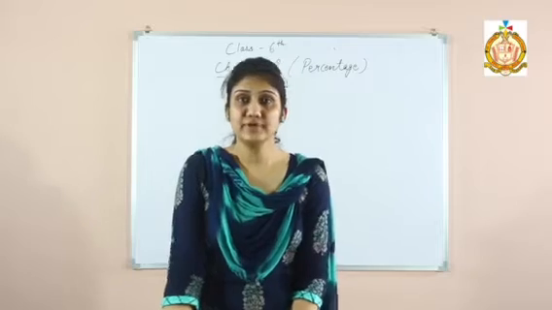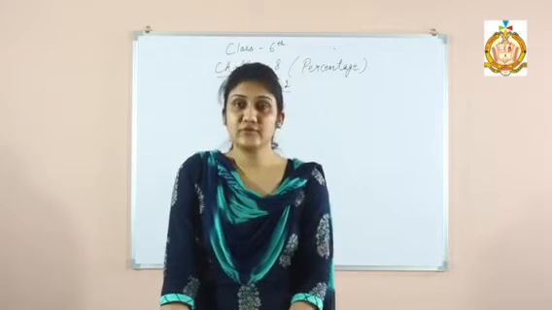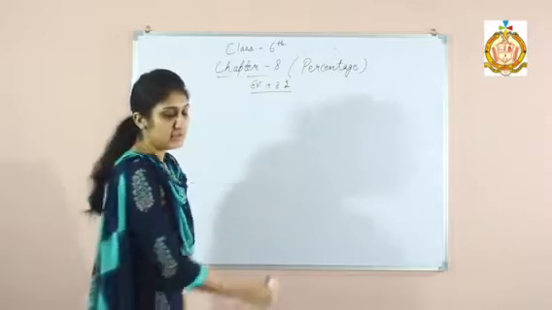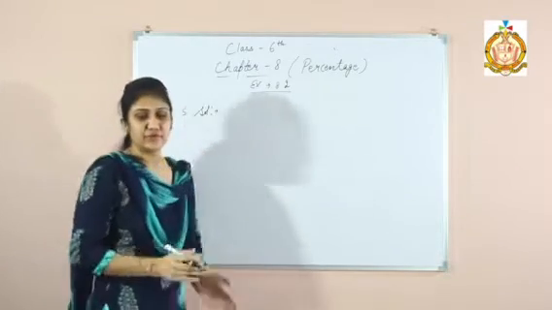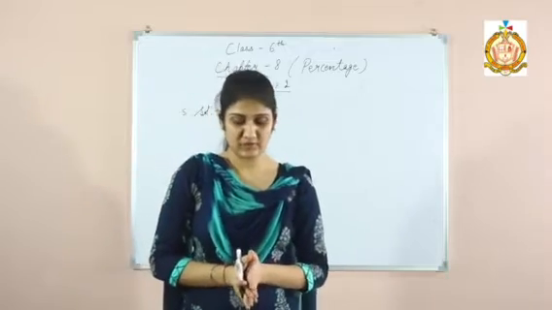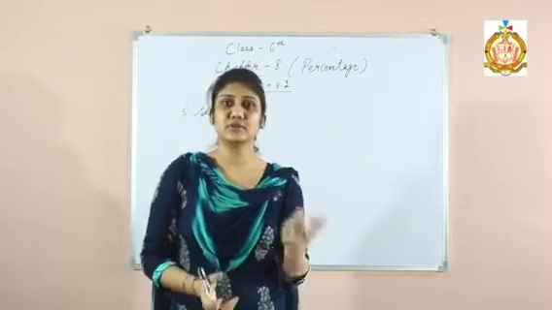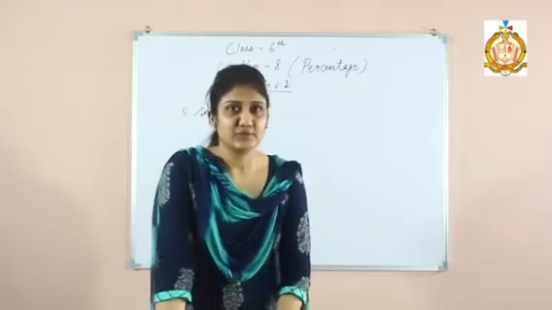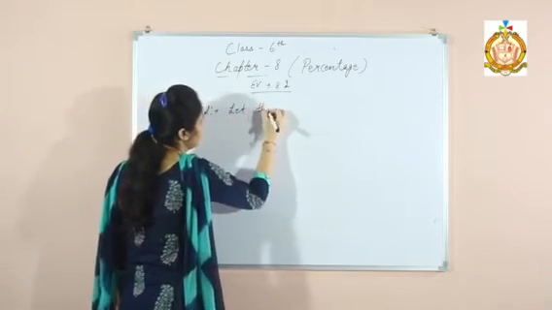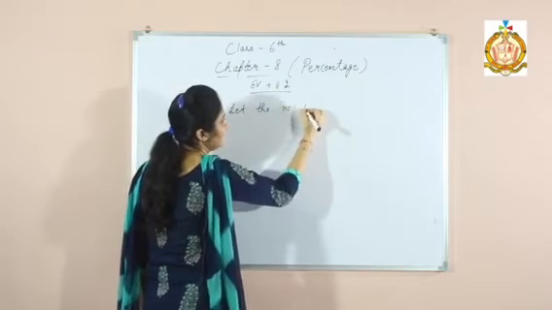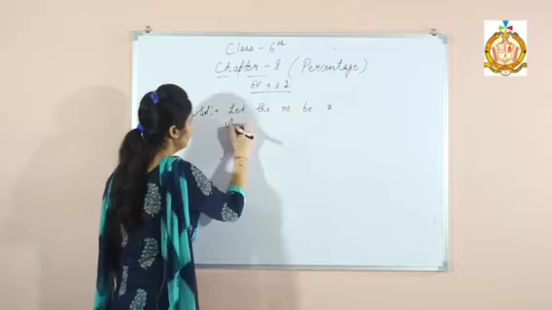Now we will do the fifth sum. 15% of a number is 45. We have to find the number. What are we given in the sum? We are only given that 15% of a number is 45. So we shall assume that the given number is x. Let the number be x.